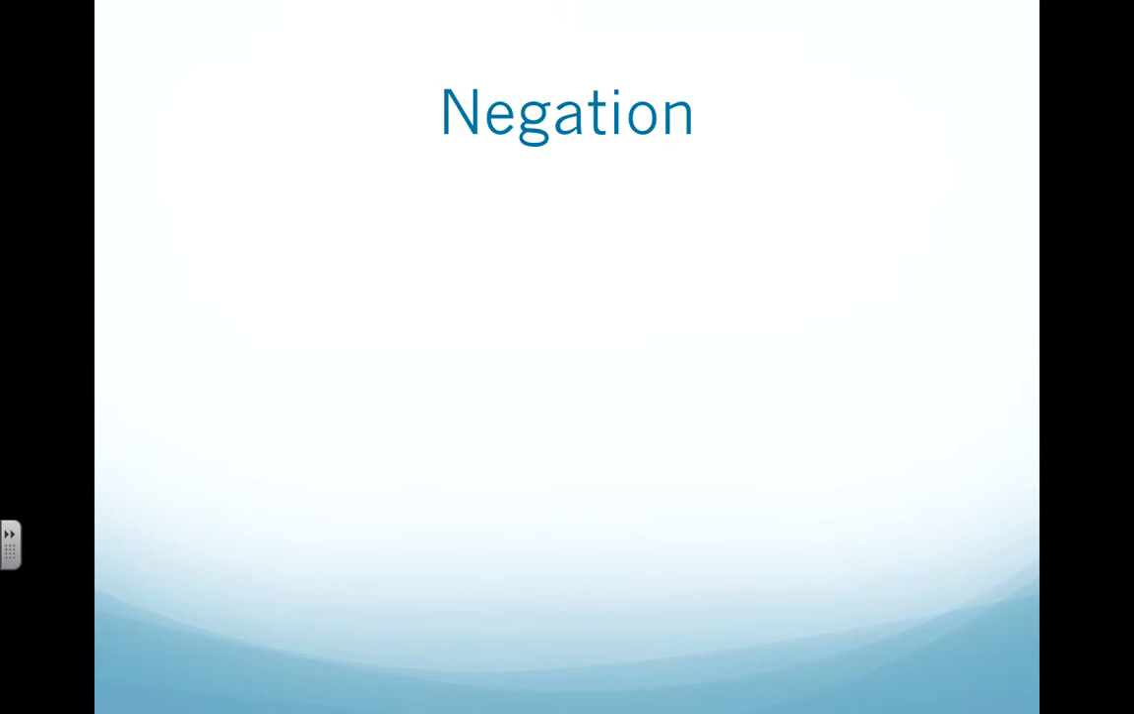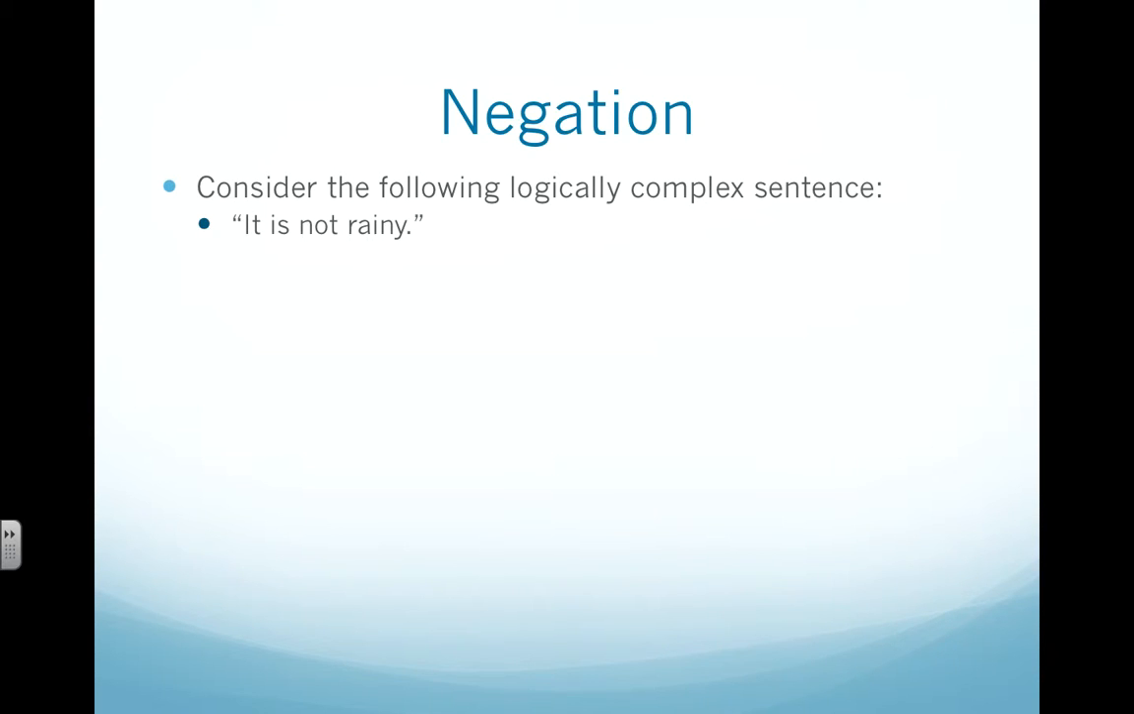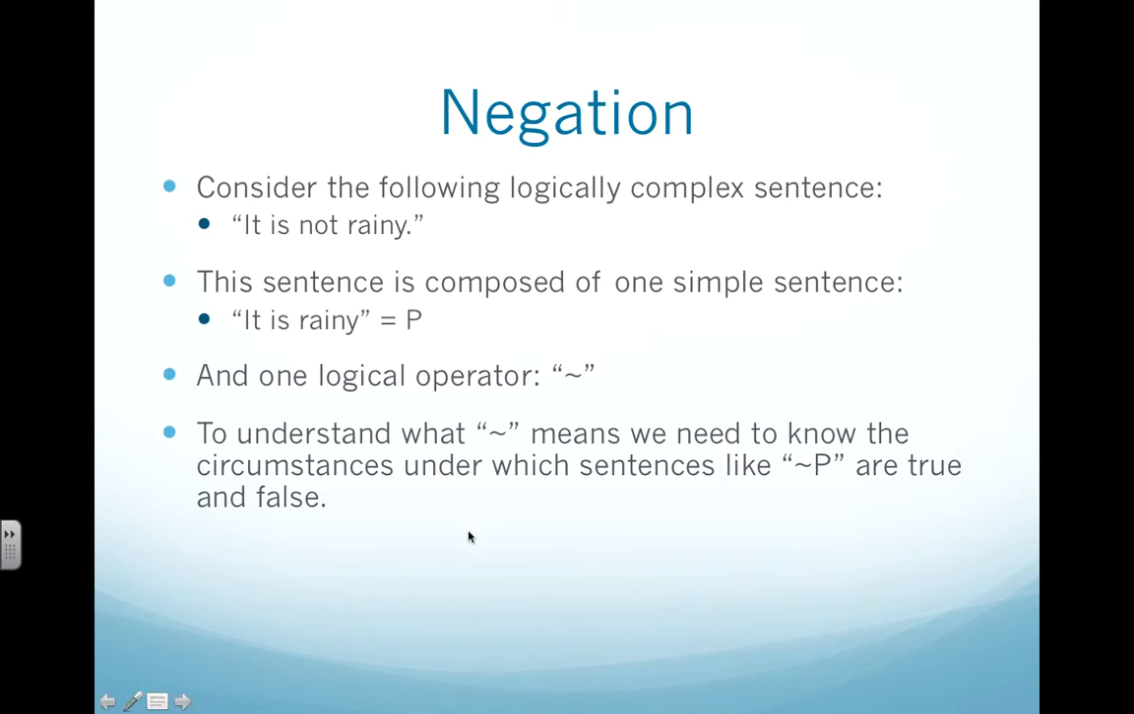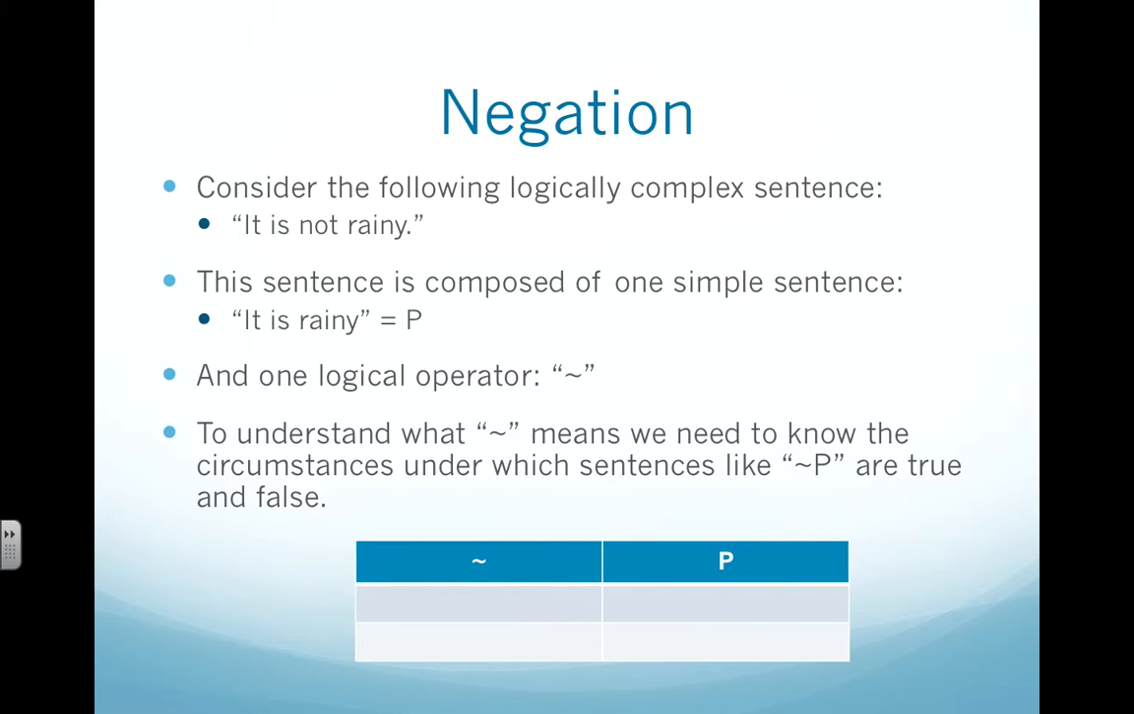Okay, now we'll also deal with negation in this video. So have a look at this logically complex sentence here. It is not rainy. Now this one is composed of only one simple sentence, it is rainy, and one logical operator again, which this time is the negation sign. Now to understand what the negation sign means, we need to know what the circumstances are in which sentences like not P are true and false.